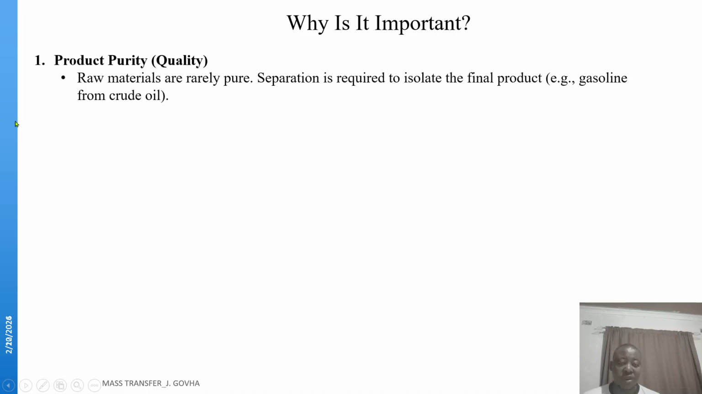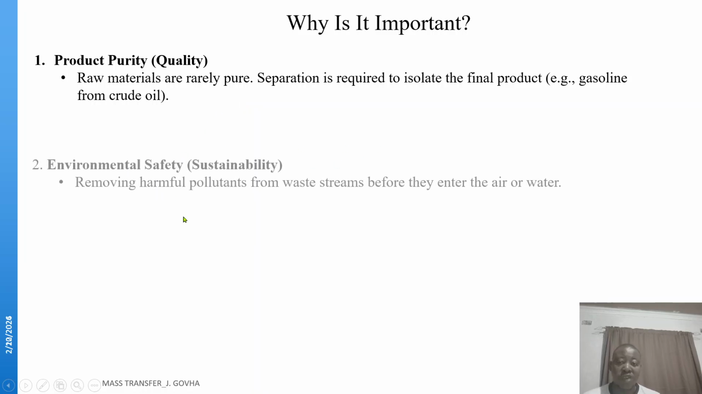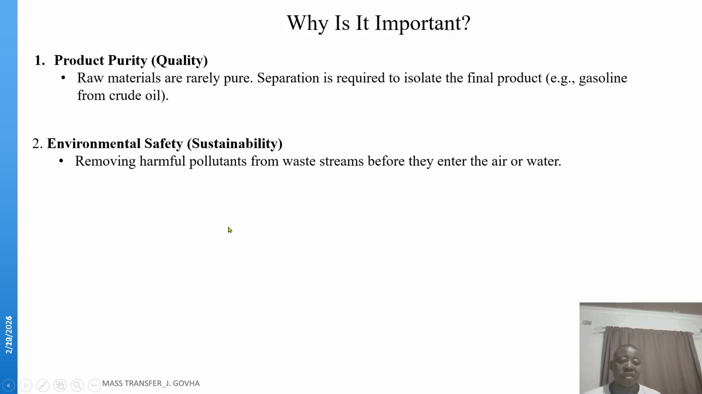So why is it important? It enables us to achieve the required product purity through isolation of the final product. We look at environmental sustainability. Processes result in harmful pollutants in the waste streams, so those need to be removed before the gaseous and liquid effluents enter air or water.